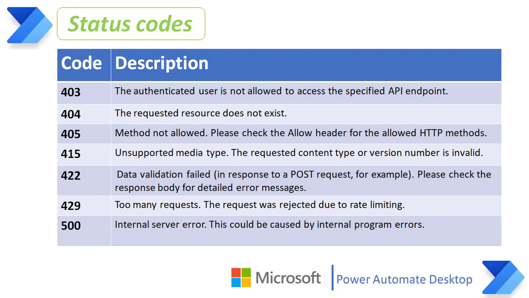And you will see one more important one, 429. If too many requests are coming to the web API, the request is rejected due to rate limiting. In this case, we have 429. It's a kind of performance loading issue. At that time, you will get 429.